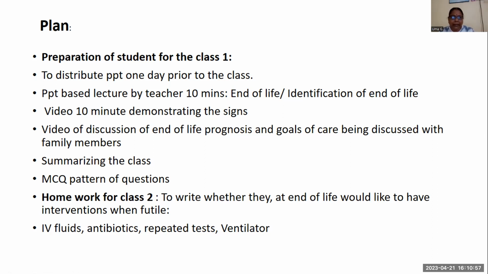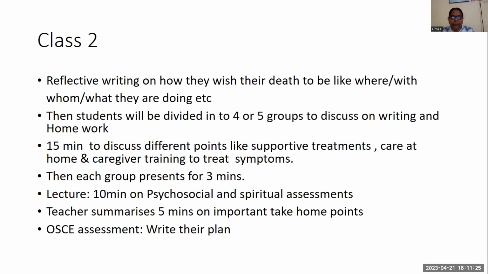We will summarize. Then, because we have already given them reading material, an MCQ pattern question paper will be given to them so that we can assess how they are able to take it up. And we thought a homework could be given: what interventions are possible and whether they can be used, which they can write up. Next slide. They can also do reflective writing about whether they have seen somebody in their family who had end of life care, what was possible and what happened, and write and come.